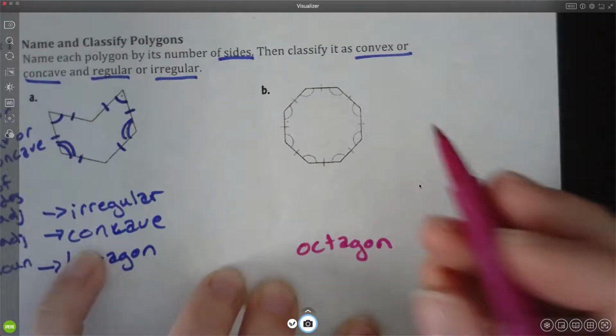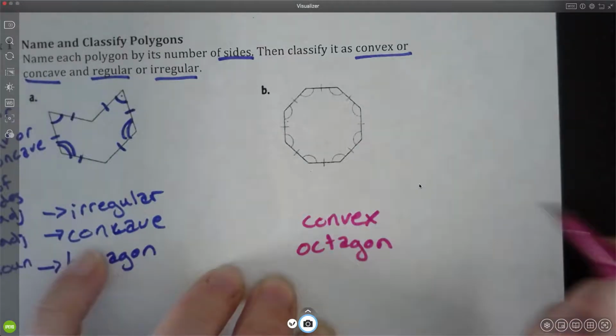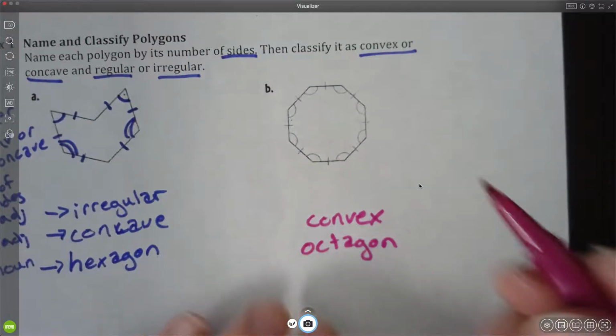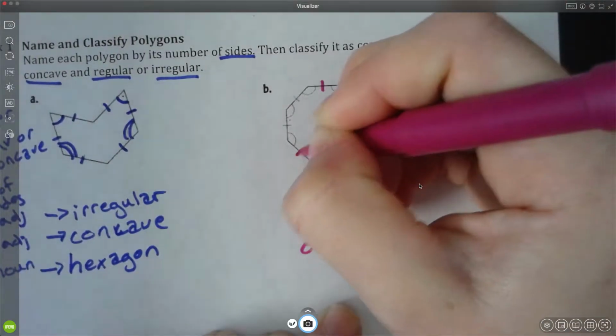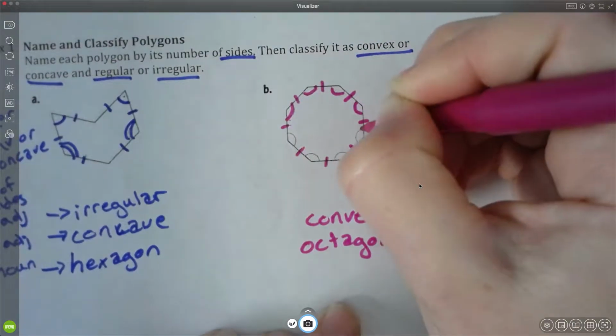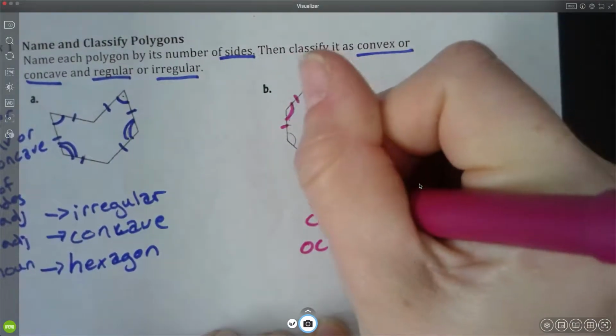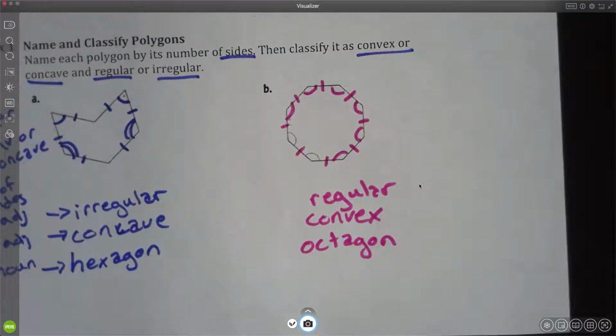Let's say his middle name is convex or concave. He is convex because he's not caving in anywhere. And then regular, irregular. So all of the sides are the same. I can see that because of little tick marks. And all of the angles are the same because of little loops. Okay, and they're all the same number of loops, so we're good. So he is a regular convex octagon. Okay, all right, first, middle, last name, we're good to go.